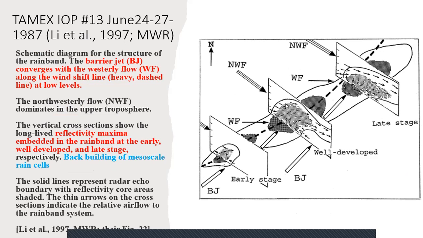How does that affect the convection? The keyword is low-level convergence. The enhanced convergence along the wind shift associated with the frontal zone. So this is convergence being enhanced by the barrier jet. This is the initial stage, this is the well-developed stage and later stage, and it propagates along the rain band. So this is back building, based on a case study during IOP 13 of TiMREX.